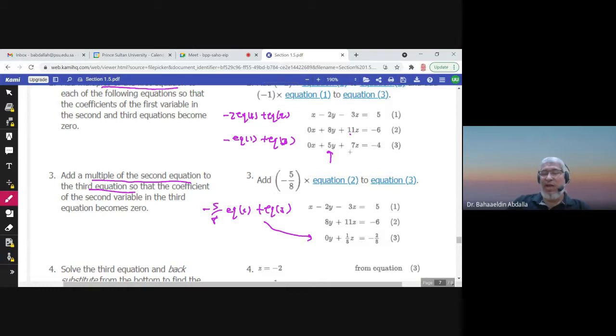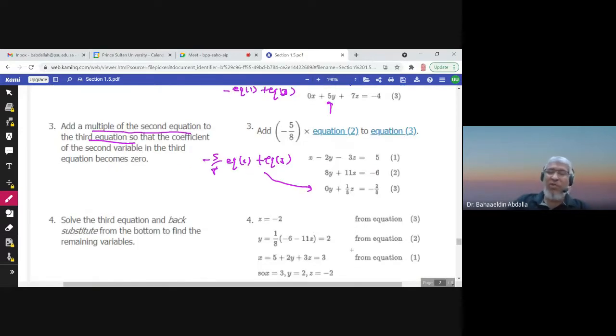Please check that the calculator will give you 1 over 8. -5 over 8 times -6 plus -4. Please check that the answer is -2 over 8. And now, what do we have? We have the last equation in one variable only, in z only. So we can solve this equation and find the value of z.